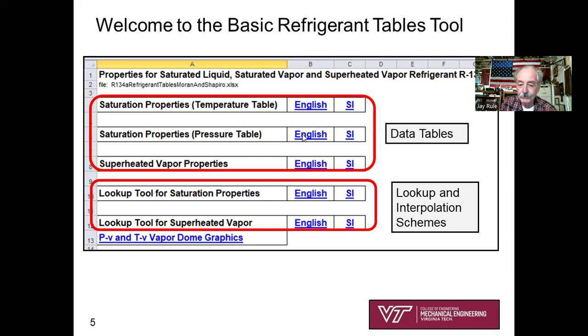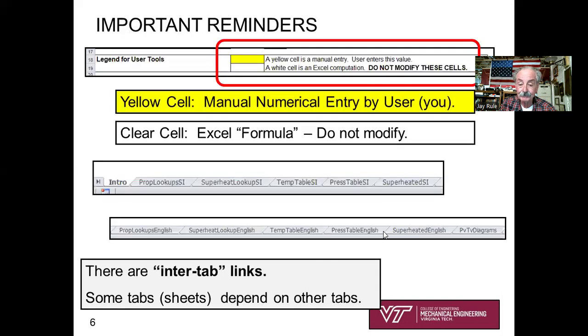3 basic types of tables in 6 worksheets. The tried and true temperature table in English and SI, the tried and true pressure table for saturation properties in English and SI, and then finally superheated vapor properties in English and SI. So those are the raw data table worksheets. And then I've got 4 worksheets, 2 in English and 2 in SI, regarding a lookup tool that I've created for myself and you for looking up saturation properties using a linear interpolation scheme, and then also superheated vapor properties using a double interpolation scheme, both in English and SI.